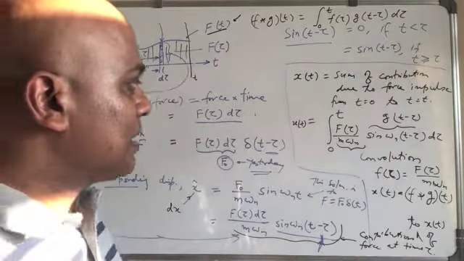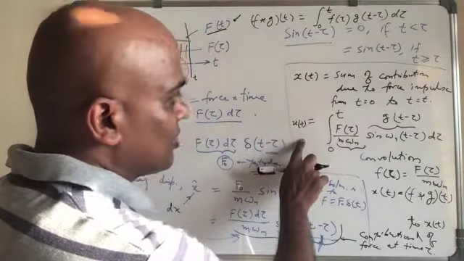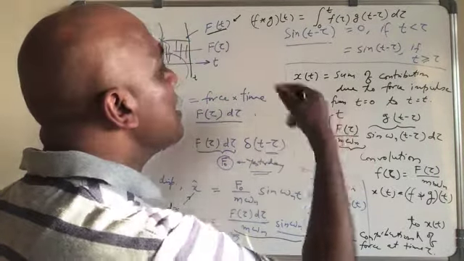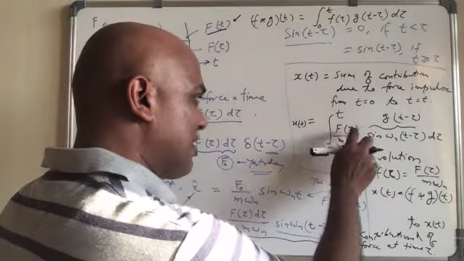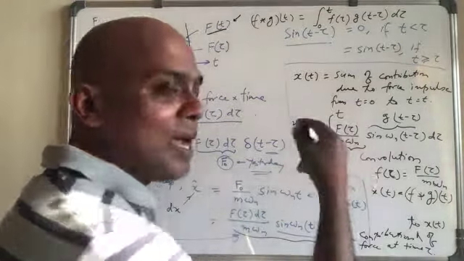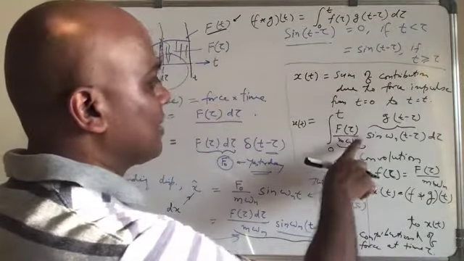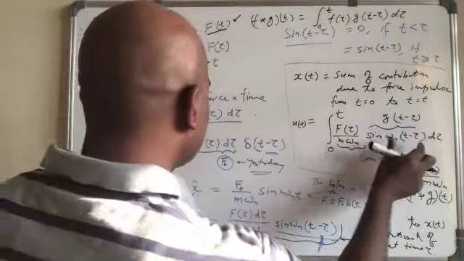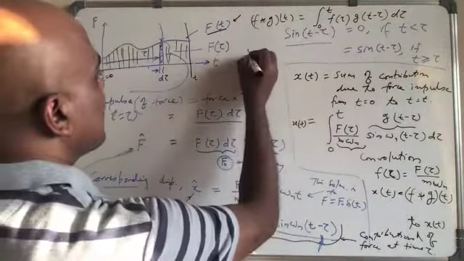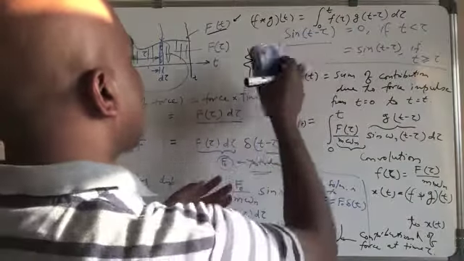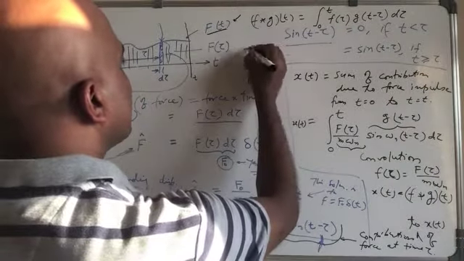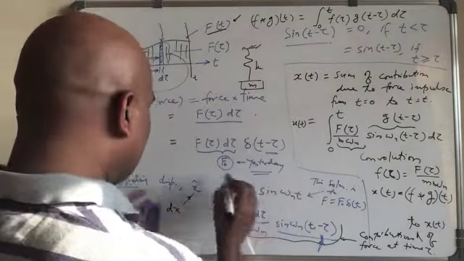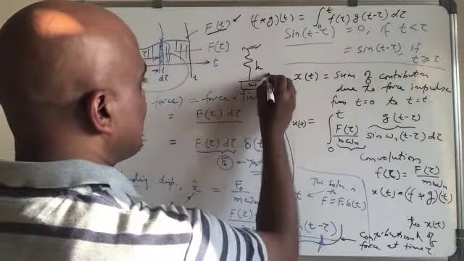Now x(t) will be simply equal to the integration from 0 to t, where F is any arbitrary force, a function of tau, divided by m omega n. Omega n is root k over m. Then sine omega n (t minus tau) d tau. Remember, this solution we got for what? For a spring and mass system only.